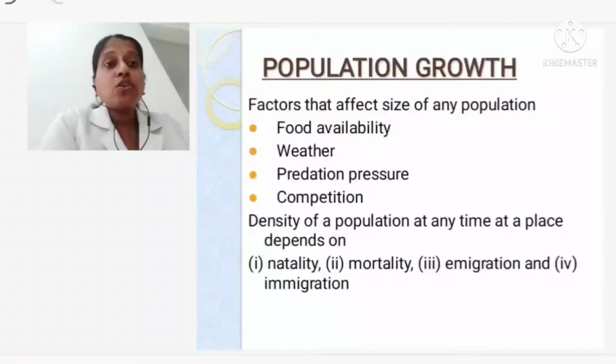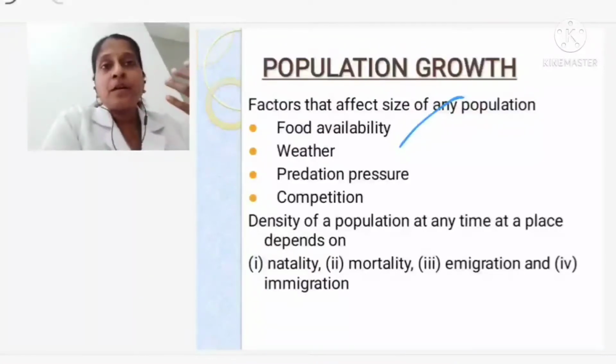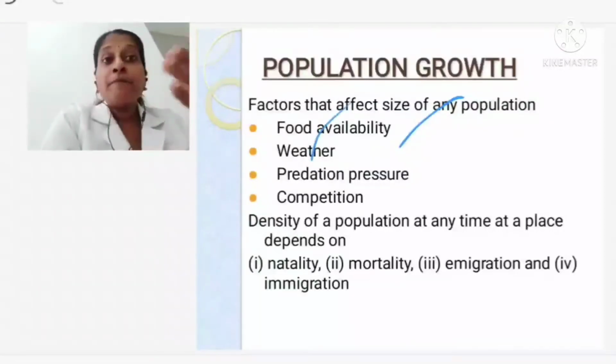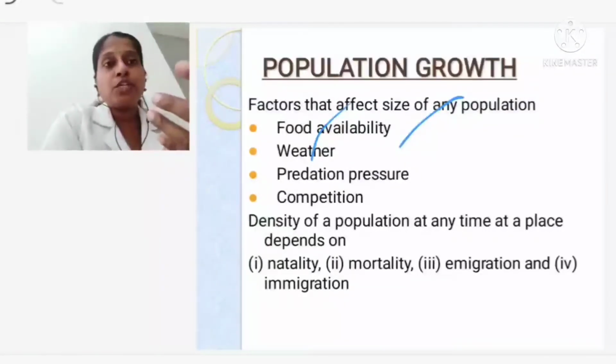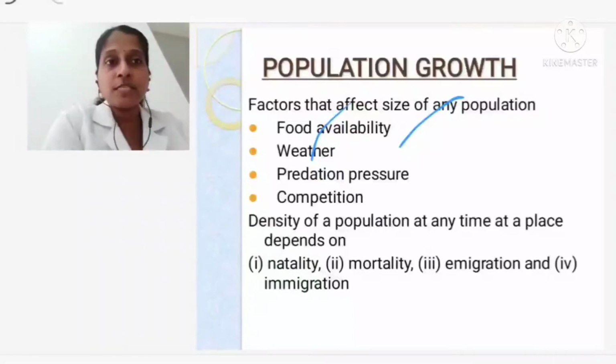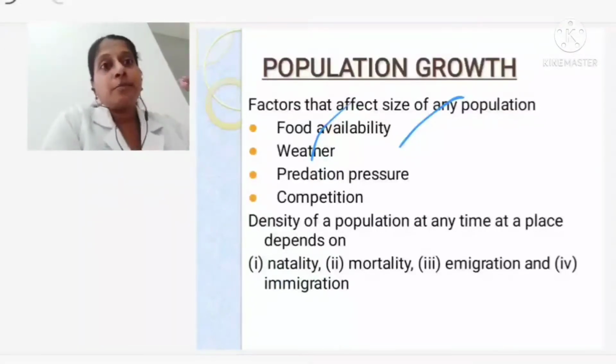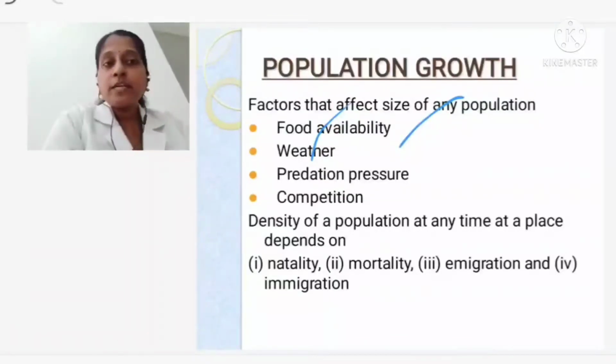Okay, so next is your population growth is affected by different factors. One is your availability of food. So food should be available, then only the population will grow. If there is a shortage of food, automatically they are not getting that immunity, so the population will become low. Weather is one factor which is helping in population growth. The weather should be somewhat suitable. If it's too hot, too cold, people find it difficult to resist and survive, isn't it? Predation pressure: if the predators are coming and attacking, the prey population can go down in case the predators are increasing, isn't it? So that is also there.